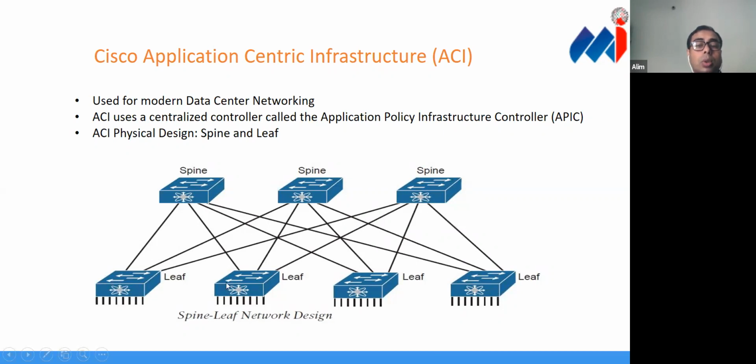Okay. So between leaves, there is no connectivity. Only the spine is connected. So traffic from one leaf to another will be passing through one spine. Okay, this is the interesting and efficient way of SDN.